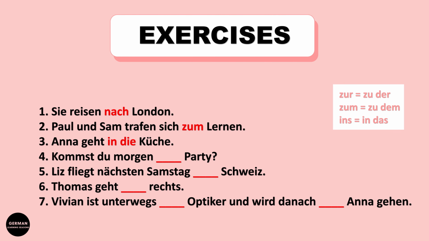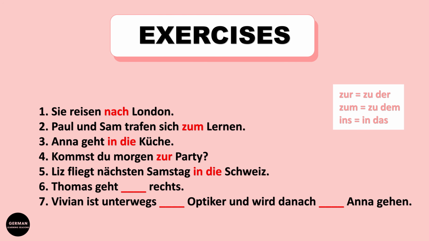Next one. Are you coming tomorrow to the party? In German, kommst du morgen zur Party? Why is it zur Party? Because party is an event, so that's why we have to say zur Party. Next one. Liz is flying next Saturday to Switzerland. In German, Liz fliegt nächsten Samstag in die Schweiz. Why in die Schweiz? Because Schweiz is a country with an article, so we say in die Schweiz.